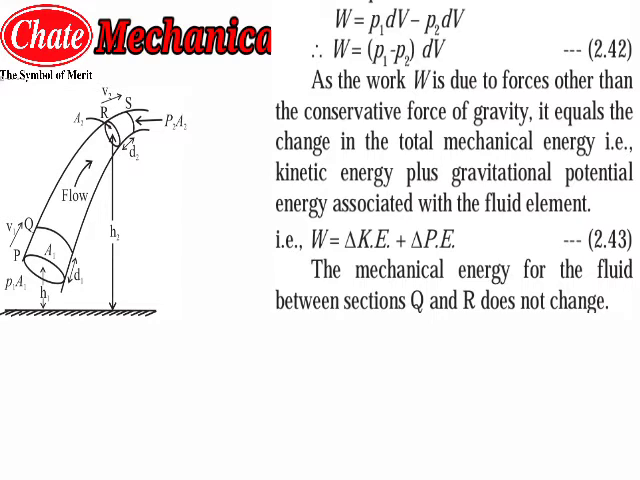Now as the work W is due to forces other than the conservative force of gravity, it is equal to the change in total mechanical energy, that is kinetic energy plus gravitational potential energy. That's why mathematically we can write W equals delta K plus delta U. So the mechanical energy for the fluid between the sections Q and R does not change.